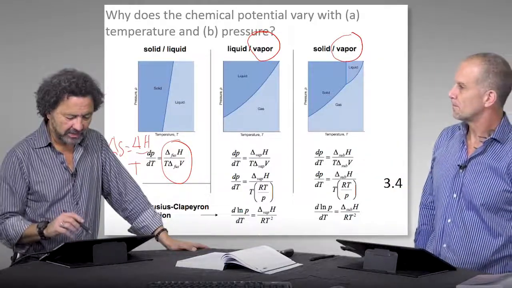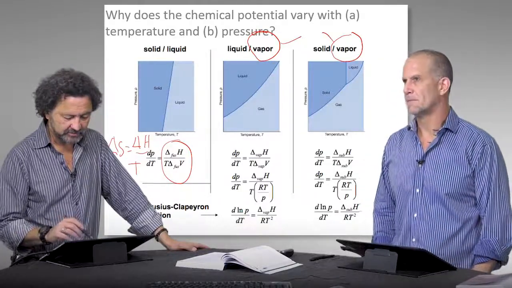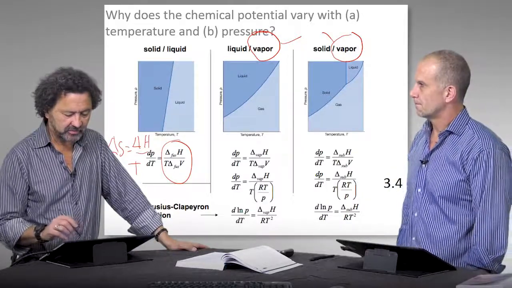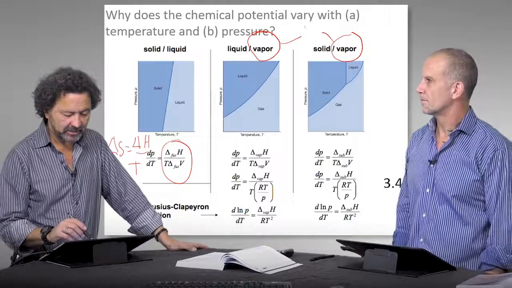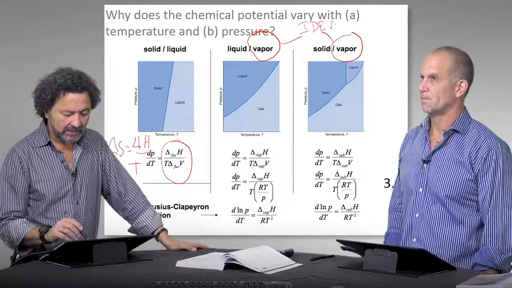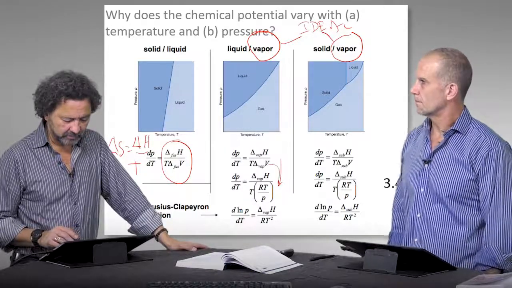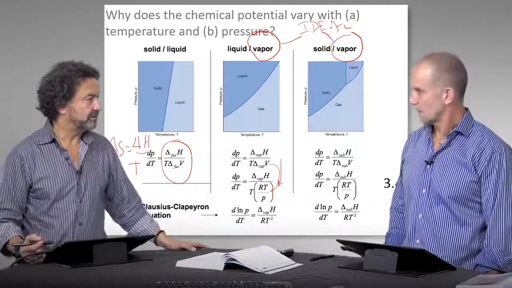So we need to make the assumption that in this transition, liquid to vapor or solid to vapor, the sublimation, the vapor behaves ideally. Right. And then we can work it out this way, because then the volume becomes equal to RT divided by P. Right.